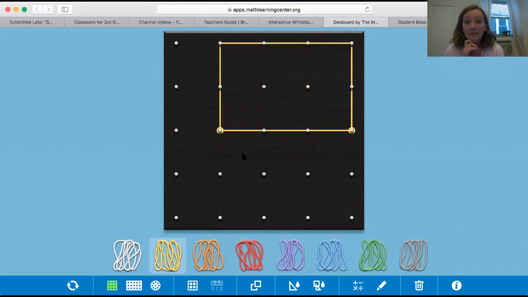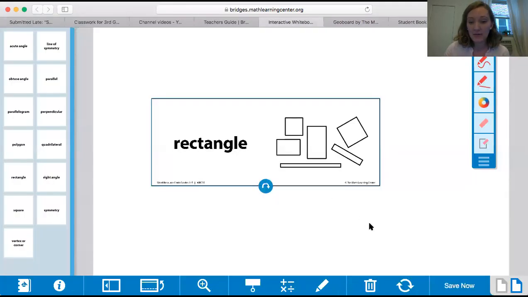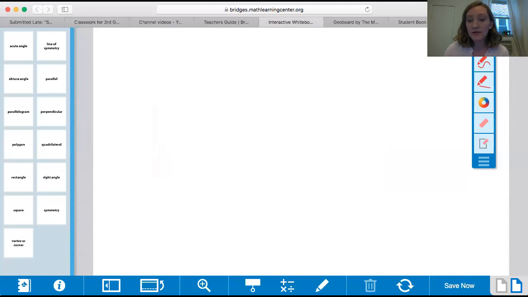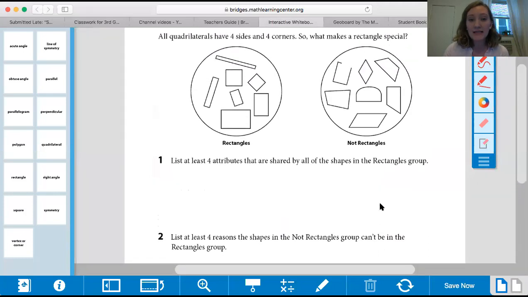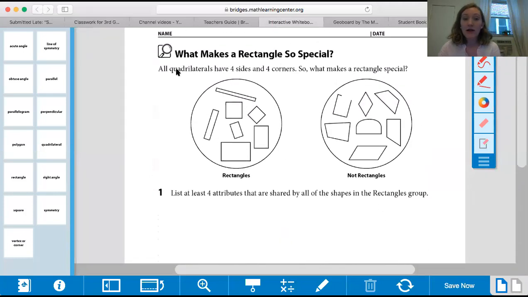Go ahead and grab your math student workbooks. If you don't already have them, you should be on page 188, okay? 188. Grab your math student workbooks, the ones I sent home with you guys, page 188. We're gonna look at what makes a rectangle so special, okay?